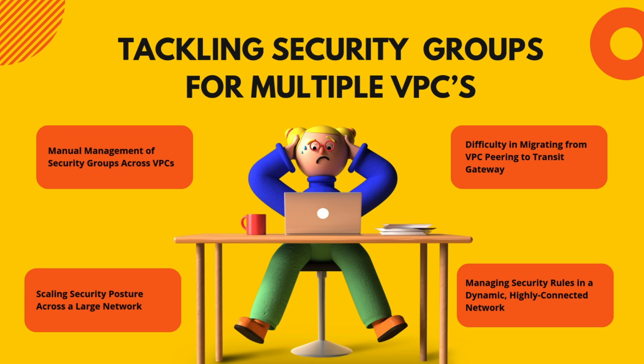Fourth, managing security rules in a dynamic, highly connected network. In dynamic AWS environments, where VPCs and workloads frequently change, managing security group rules for each connection becomes complex, often leading to network misconfigurations or unnecessary exposure.